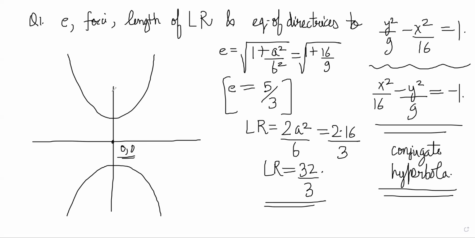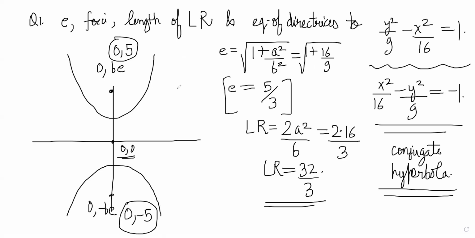Now, what are the foci? Foci, as you know, here it is reversed and it is 0 comma be and 0 comma minus be. So b is 3 and e is 5 by 3. So it will be 0 comma 5 here, and this would be 0 comma minus 5. This becomes your foci. The equation to the directrices would be y is equal to plus minus b by e.